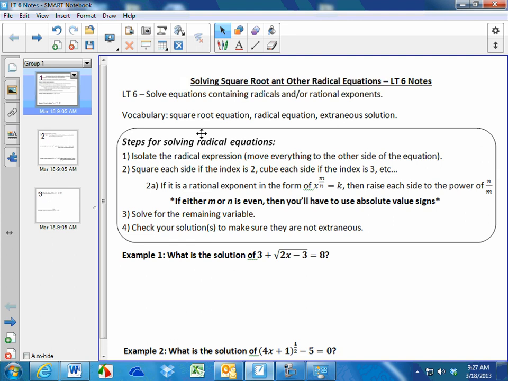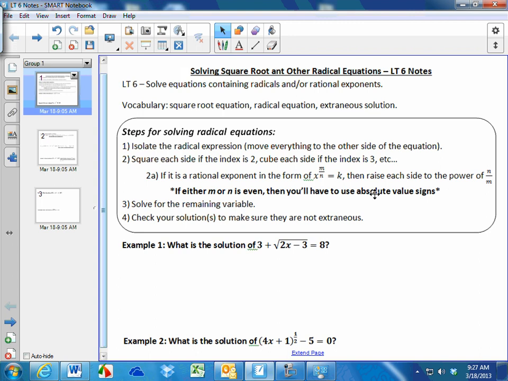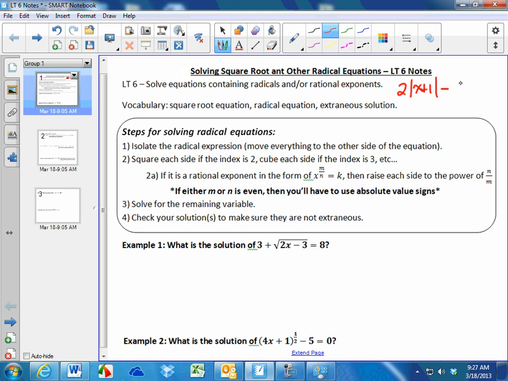All right, now there's a step-by-step process here for solving every problem today. Number one, isolate the radical expression. Just like when we were solving an absolute value problem. For example, if we were solving 2 absolute value of x plus 1 minus 5 equals 7, what would your first 2 steps be? Add the 5 and then divide by 2. Isolate the absolute values, right? Same thing here, it's just that absolute value of x plus 1 will be a radical.